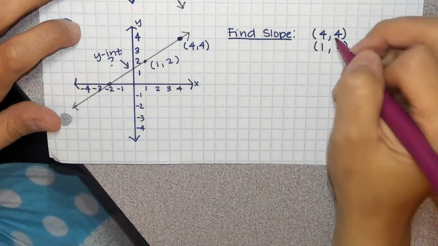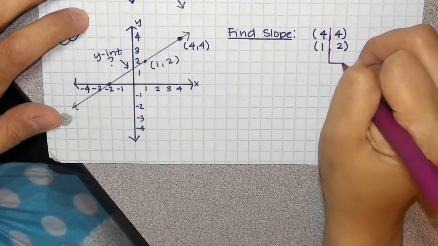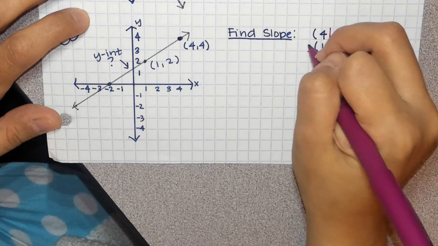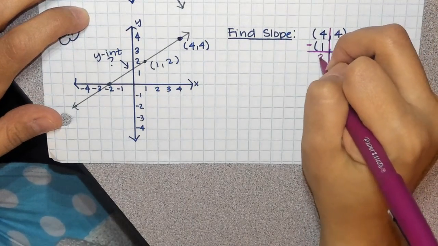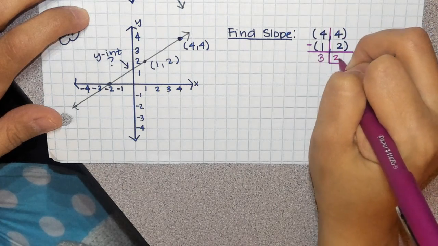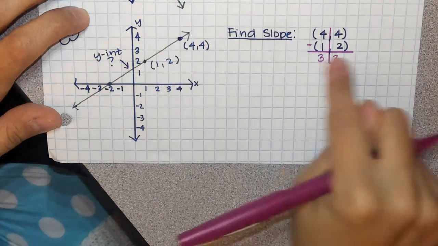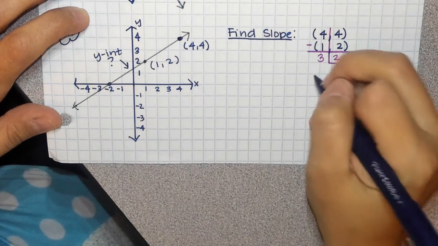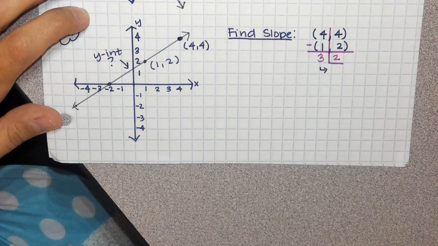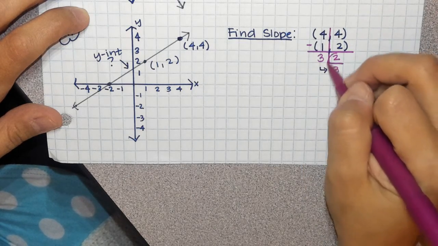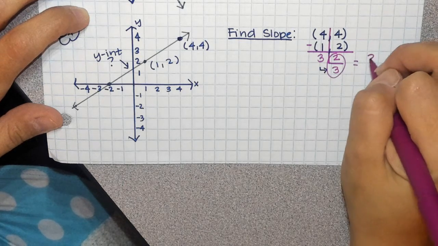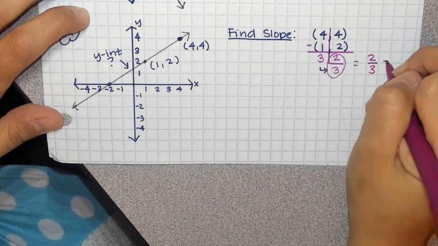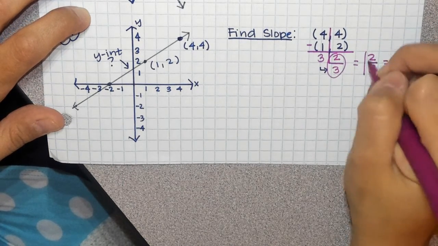Okay. I'm going to set this up for subtracting. Do not forget the minus. 4 minus 1, 3. 4 minus 2, 2. Yes, it's positive. Yes, those are positive. I'm good this time. Here's my fraction. Simplify if I can. I cannot, so it's just 2/3 is my m, or my slope.